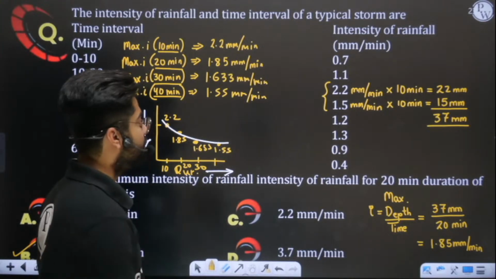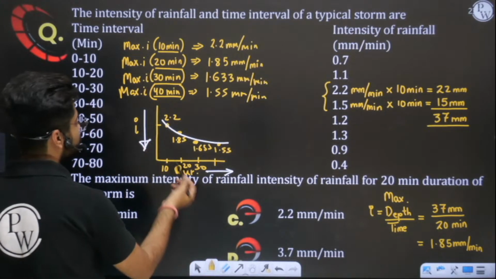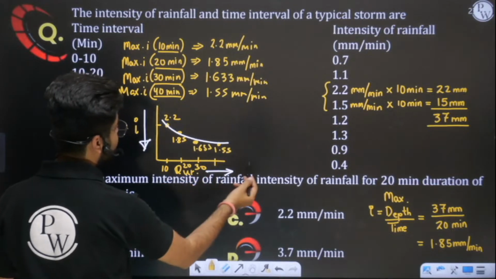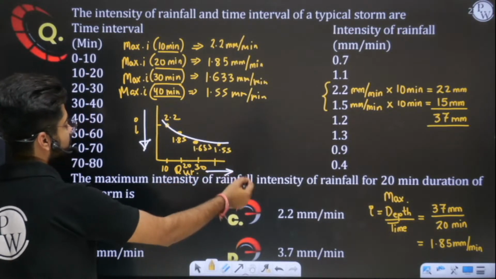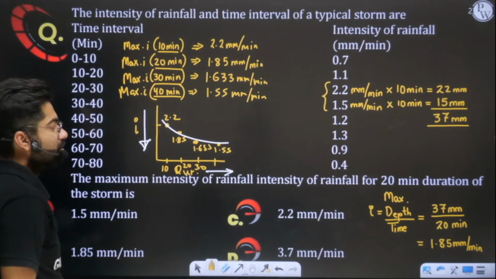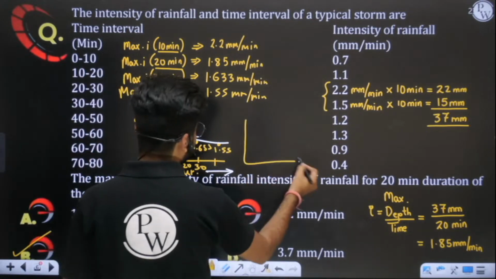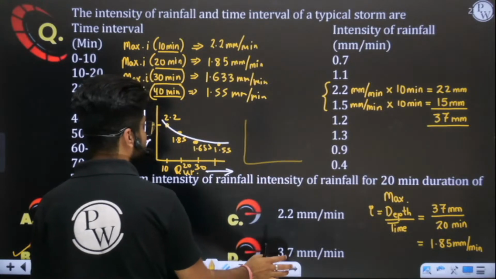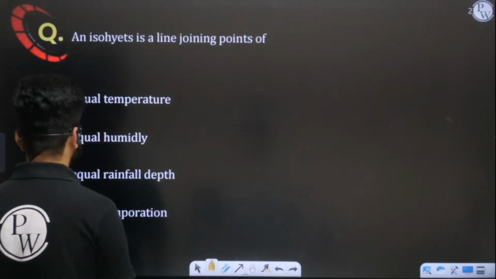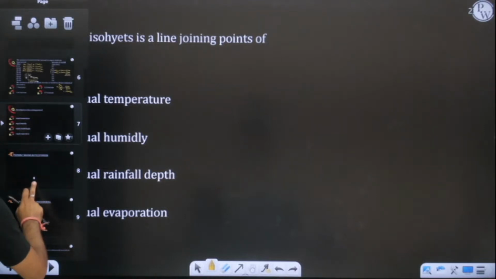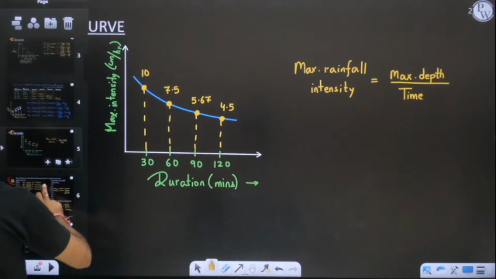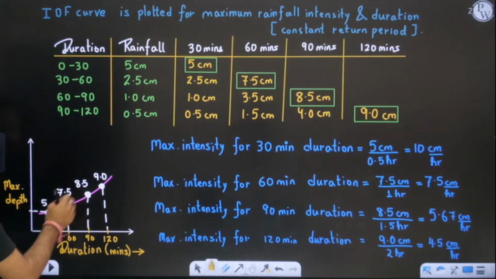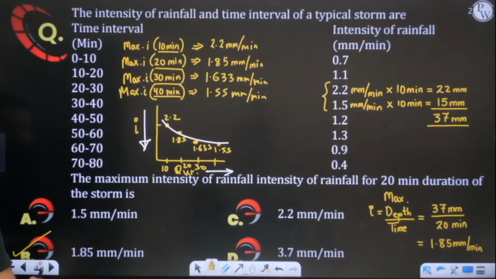Okay, so here if you would have drawn the intensity duration curve, you would have got 8 points: 10, 20, 30, 40, 50, 60, 70, 80. Okay, and the maximum depth graph would have gone upwards, but the maximum intensity graph goes downwards. So I hope this thing is clear to you. Till here, I hope the entire concept is clear to you. You can see the depth graph going upwards and the intensity graph going downwards.